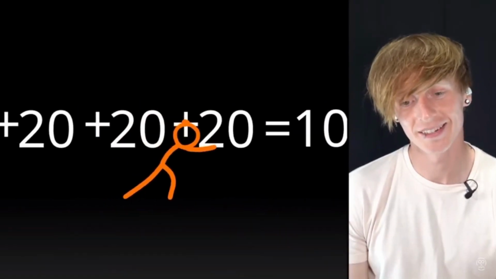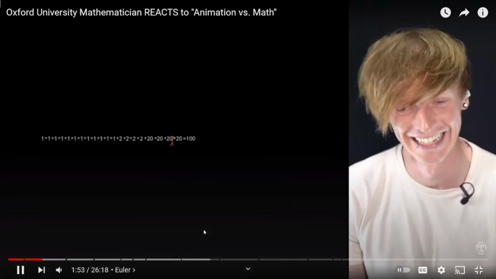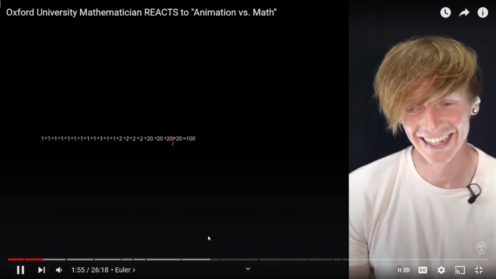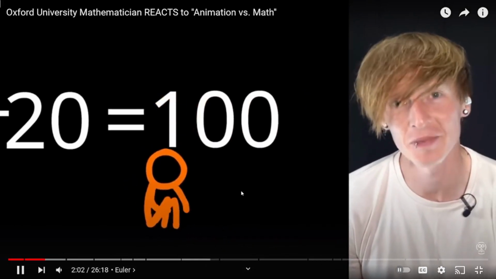Ooh, and a 20. Okay. Wait, 10? Wait, how does that equal 10? It's just going to count to infinity. Alright, so we're on triple figures. We've got up to 100. He looks pretty tired.